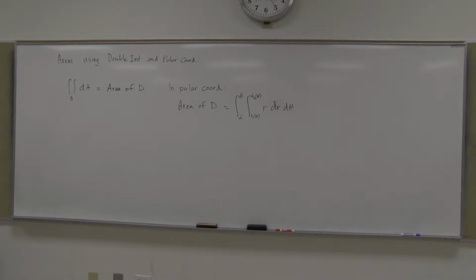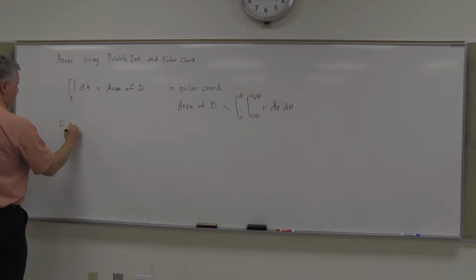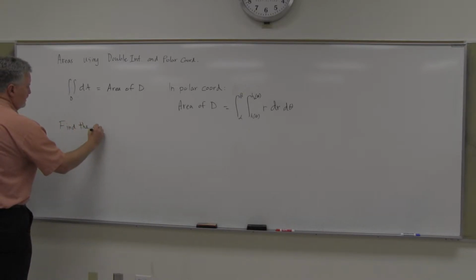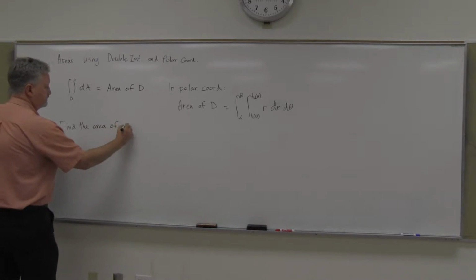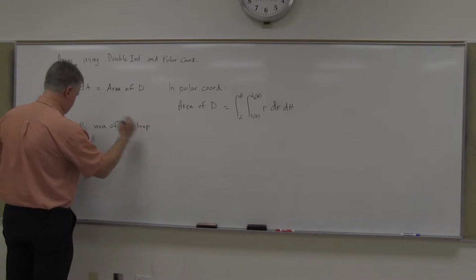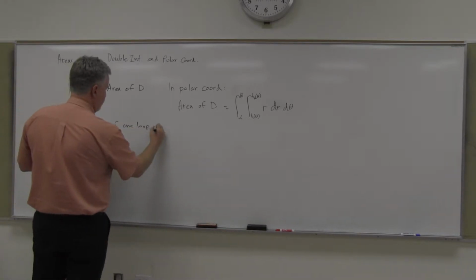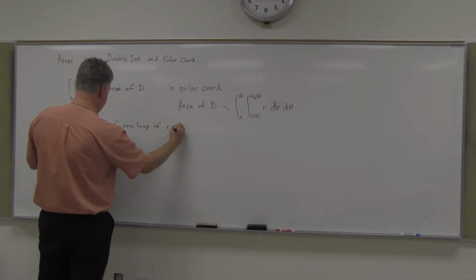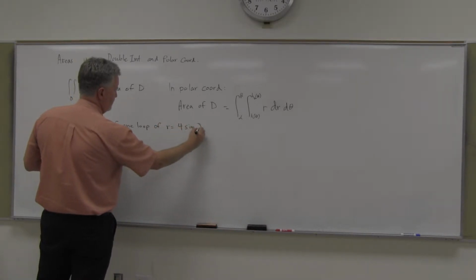What we're basically going to do here is just revisit some Calc 2 areas that we did in polar coordinates, but we're going to use double integrals here. All right, so example 1: find the area of one loop of r equals 4 sine 2 theta.